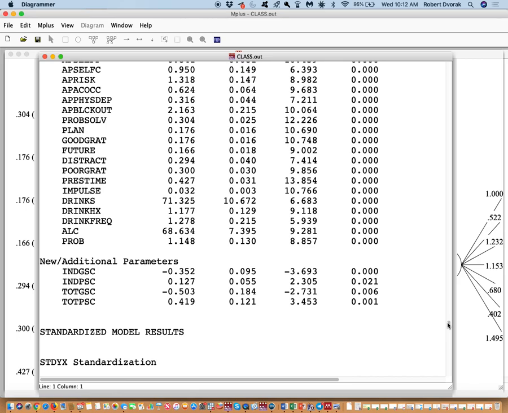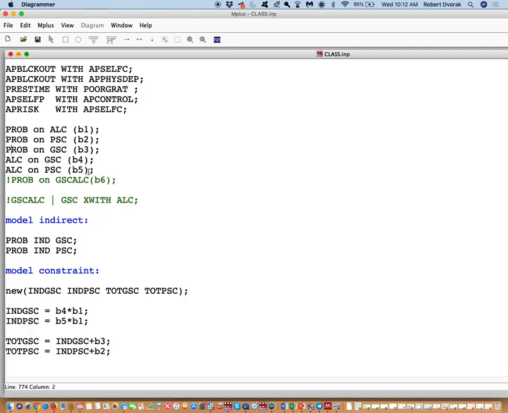Kelly, we got an error? What's the error say? It says unknown variable in an ON statement, GSC, ALC. Yeah, we have to comment that out. Remember, we said we're going to comment out the interaction. Let's look at these. We're still trying to do this. We removed this and commented that out. That's the one I failed to comment out.